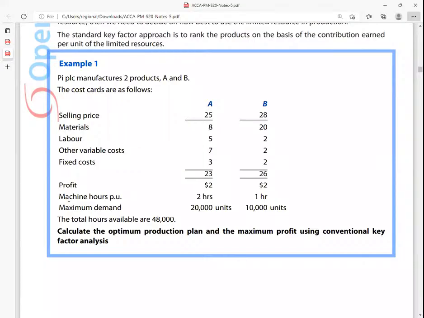As you can remember, as per our definition, a key limiting factor will be that particular factor that prevents us from achieving the maximum demanded units. You can't achieve this simply because this factor is what is scarce. And then they have given us the total hours available at 48,000. They want us to calculate the optimum production plan and the maximum profit using conventional key factor analysis, not throughput. They want us to use the old conventional key factor analysis where we go through those basic steps.